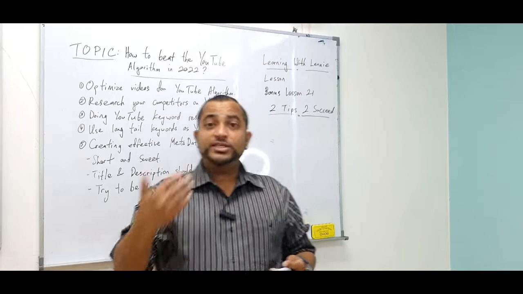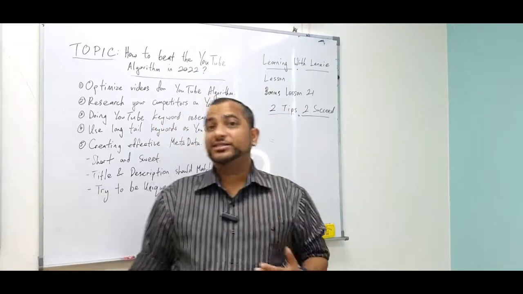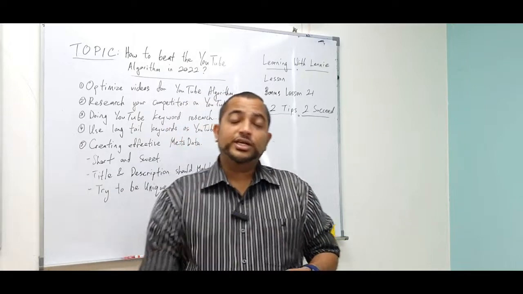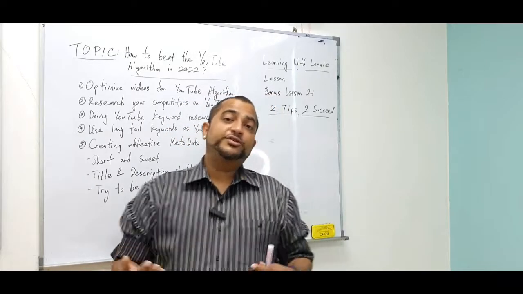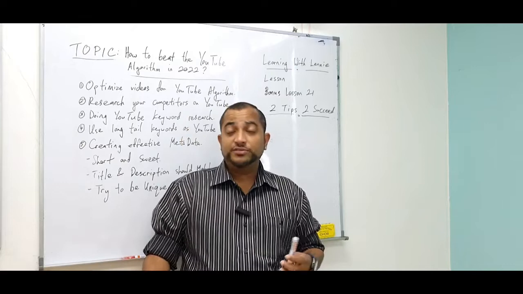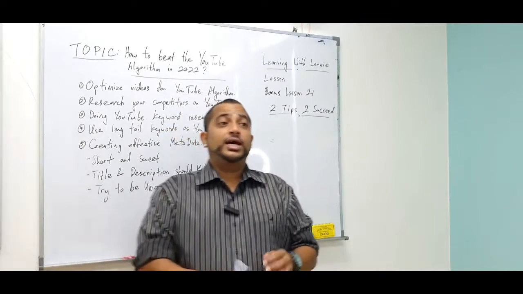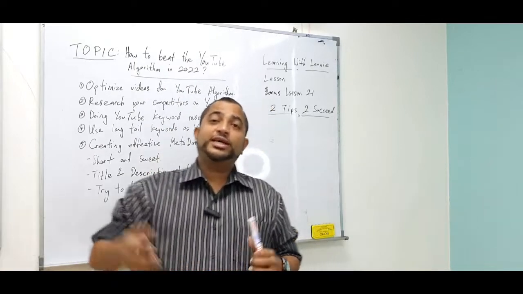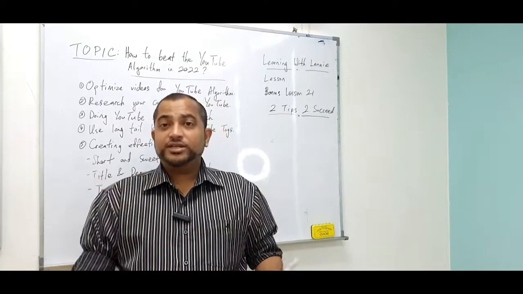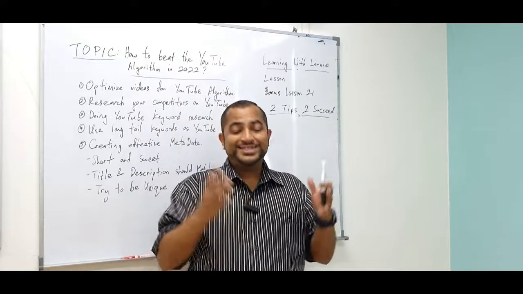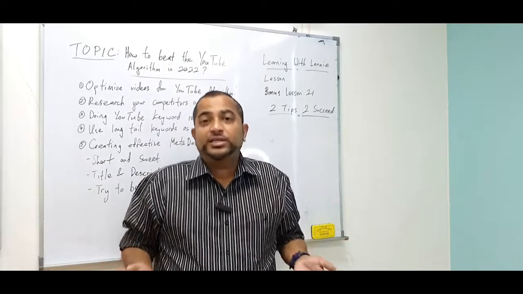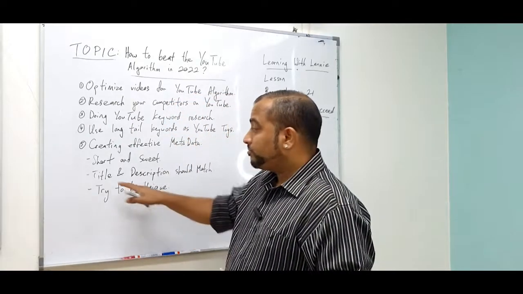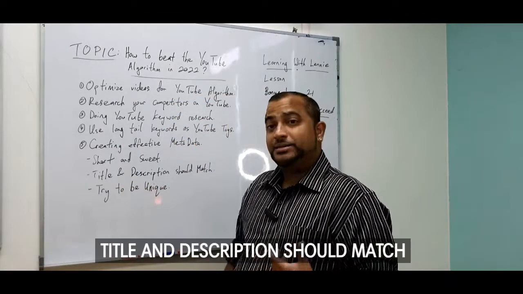You'll see this in the algorithm, especially in YouTube Studio. When you take a look at your videos, there are people who watch for probably 2 minutes, there are people who watch for probably 5 minutes, and there'll be drop-offs as well. So what you want to do is entice people to stay for the 10 to 13 minutes, which is the sweet, short, simple time where people actually stick on, okay? Make sure your title and description match.